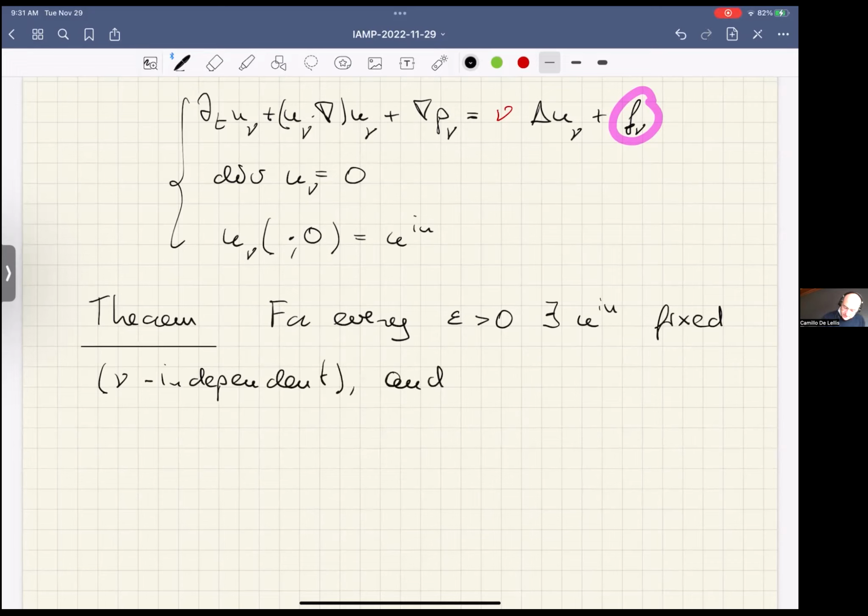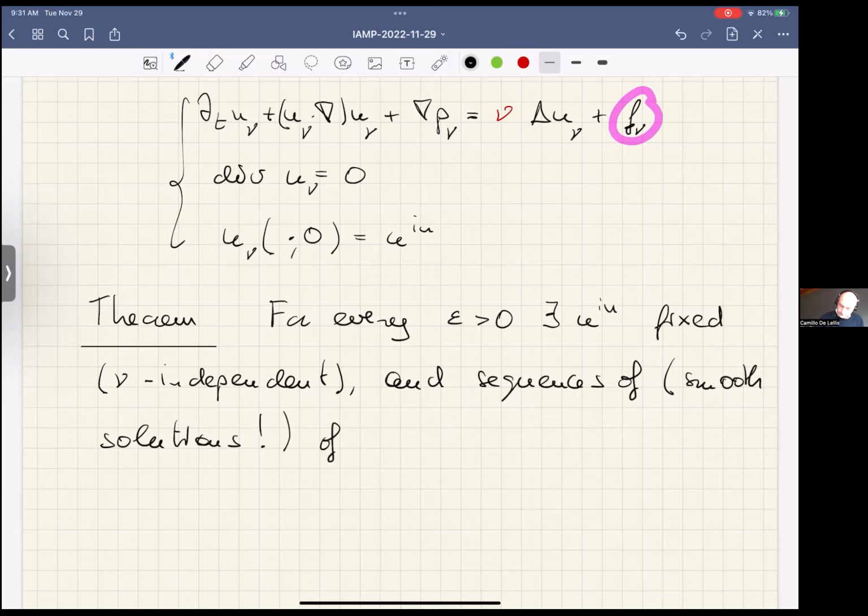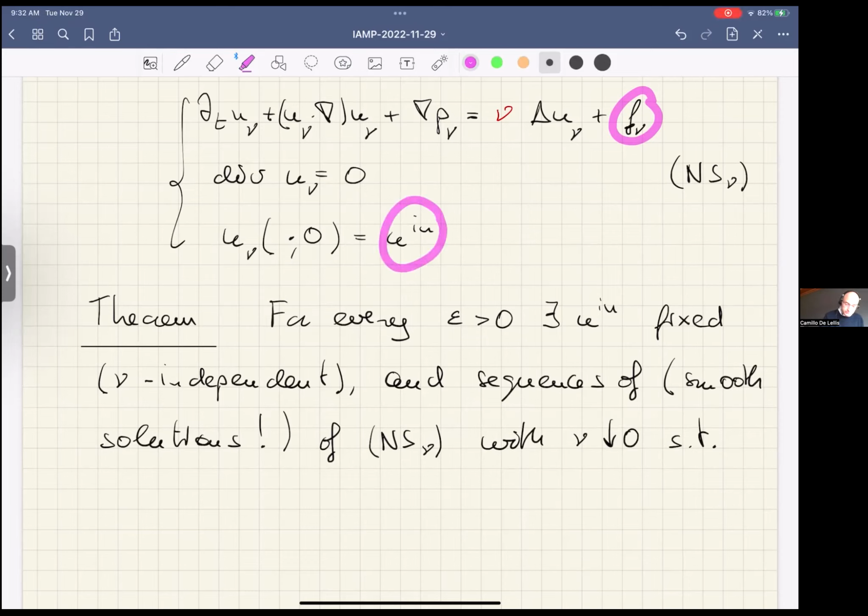And sequences of solutions, and they are smooth solutions of Navier-Stokes with nu going to 0 with the following properties. Okay, so first of all, as I told you, my initial data is fixed and it's even smooth. So there's no cheating on the initial data.